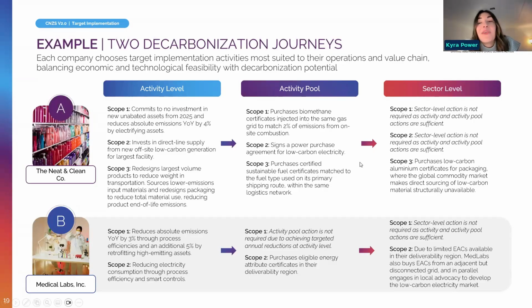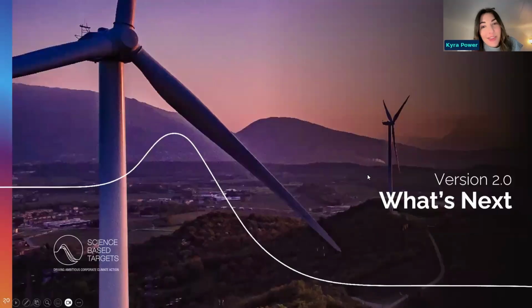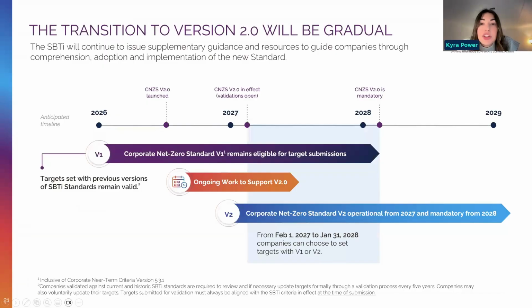Finally, I'll talk about what's coming next before Natalia takes over, discussing active target implications. Now that the standard is live, one of the most common questions is, when is it mandatory to use? As you can see here, the transition to the new standard will be gradual.